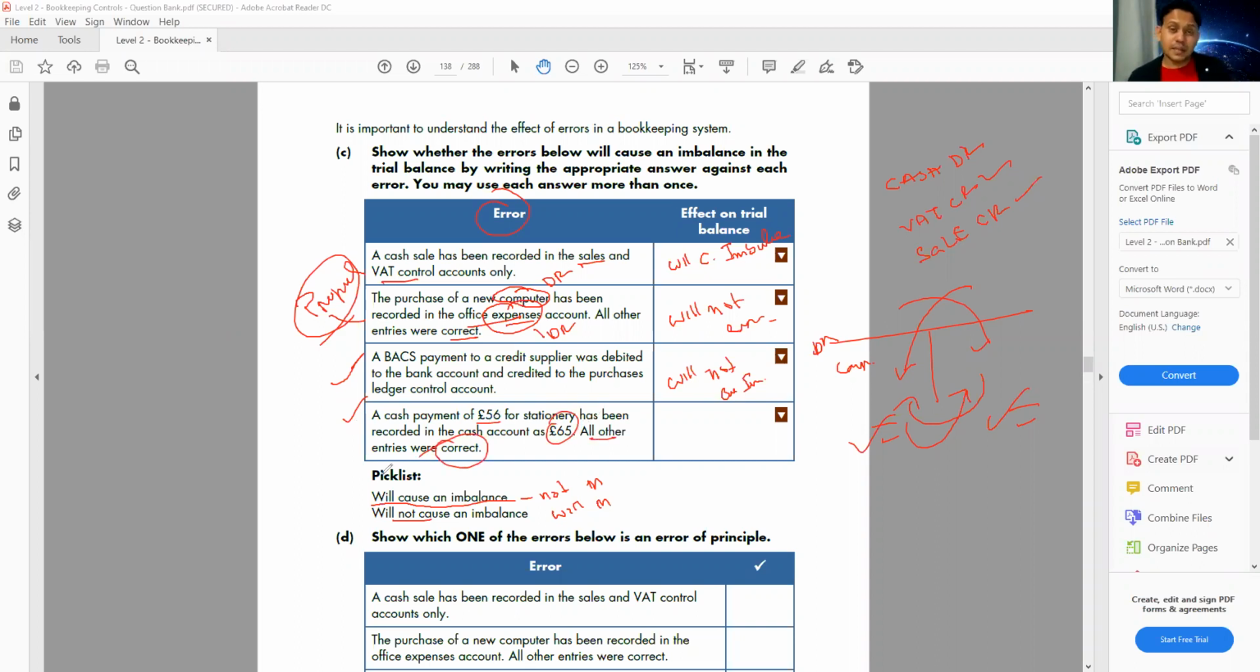So if both sides are mistakes, for example, if I write 65 and 65 debit and credit instead of 56, then it makes sense. Like, okay, it will match. But if one debit side I write 56 or credit side I write 65, it will never match because debit and credit always has to be equal. So that will cause an imbalance.